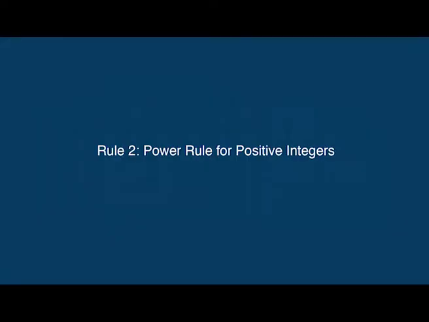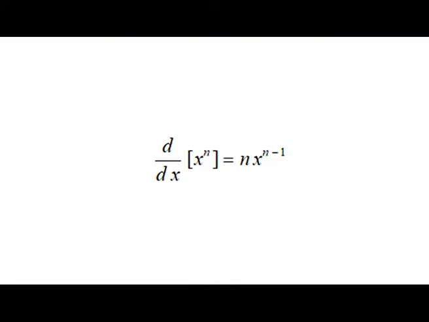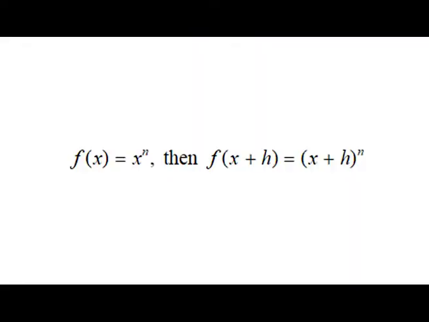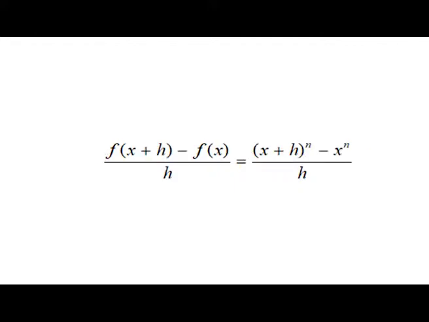Rule 2, power rule for positive integers. If n is a positive integer, then d upon dx of x power n is n x power n minus 1. We prove this as follows. If f of x equals x power n, then f of x plus h equals x plus h whole power n. f of x plus h minus f of x upon h equals x plus h whole power n minus x power n upon h.